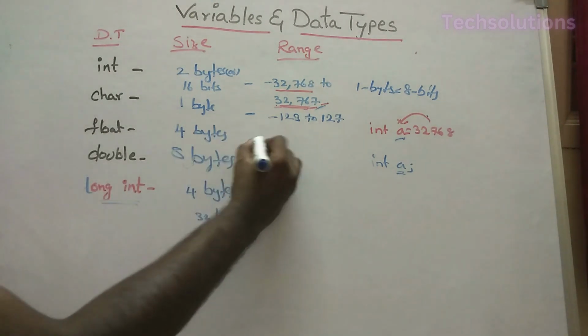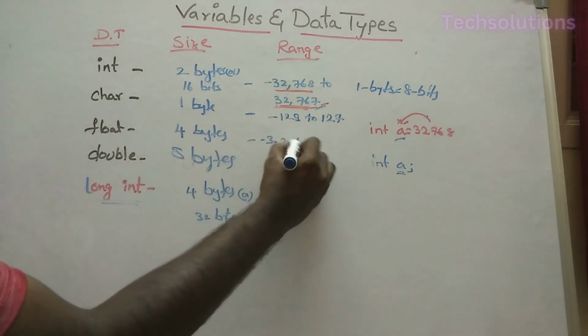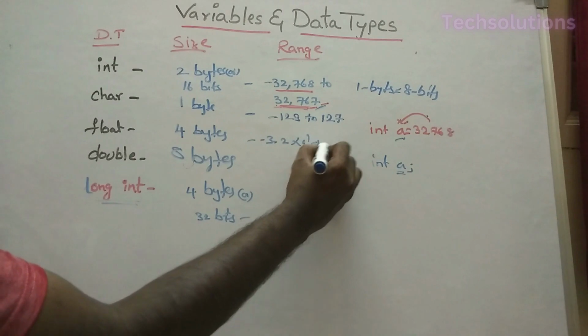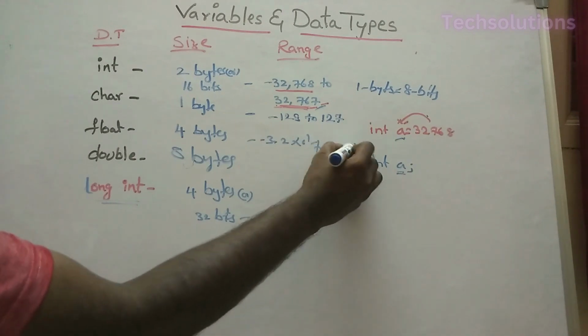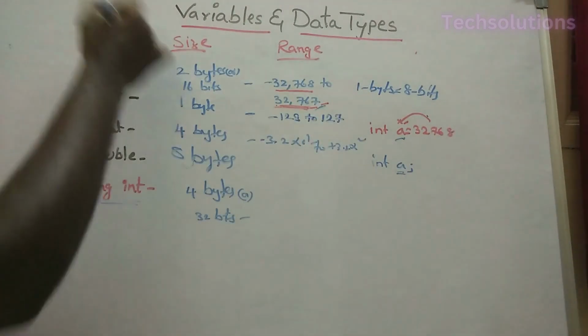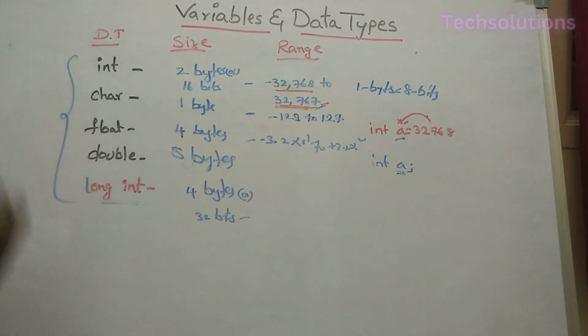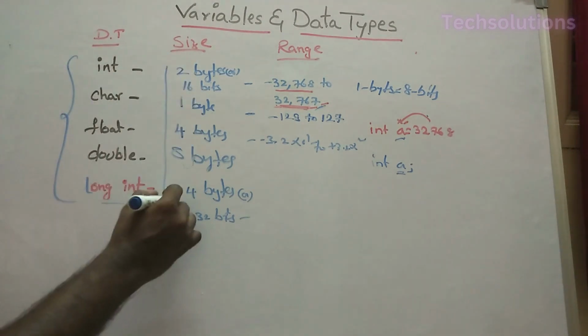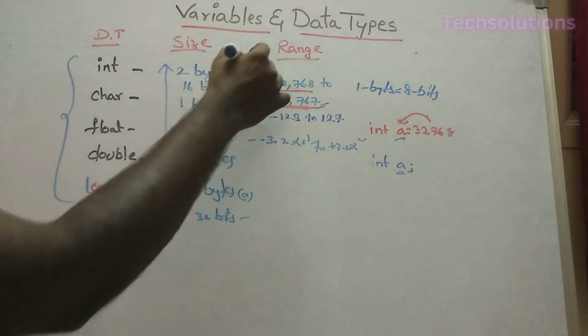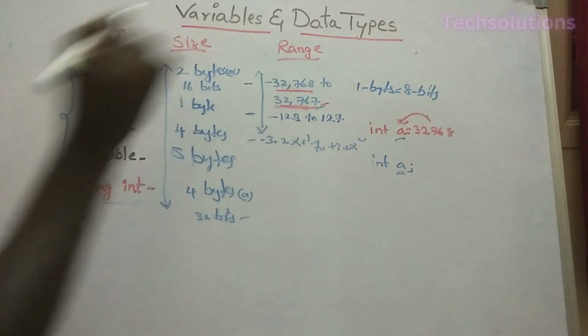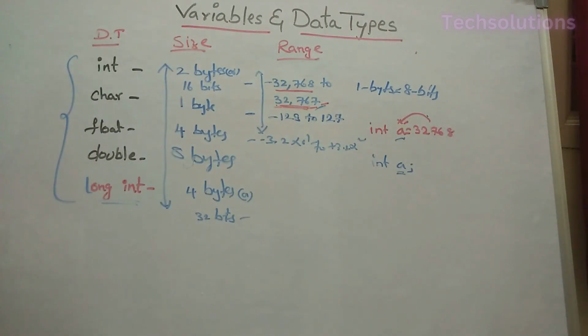Now the range is given as an exponential value. These are the different data types we have, these are their sizes, and this is the range of each data type. Range means the minimum value we can assign to the particular variable and the maximum value we can assign to the particular variable.